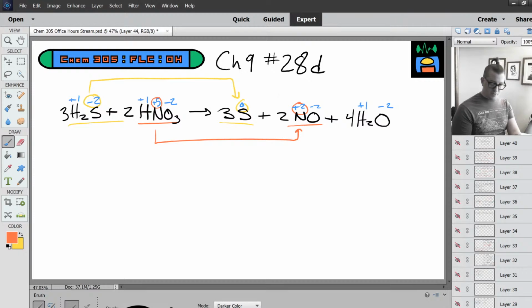It's my 2-year-old experimenting with his vocal cords. Nitrogen starts at +5, ends at +2. To go from +5 to +2, you had to gain electrons, right? You had to gain 3 negative charges. So we've gained electrons here. Sulfur starts at -2 and goes to 0. It has lost electrons.